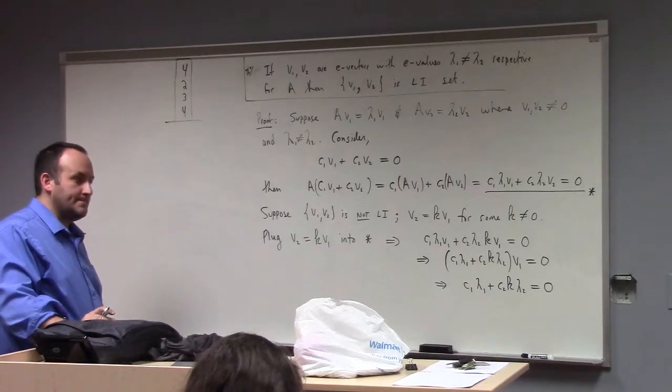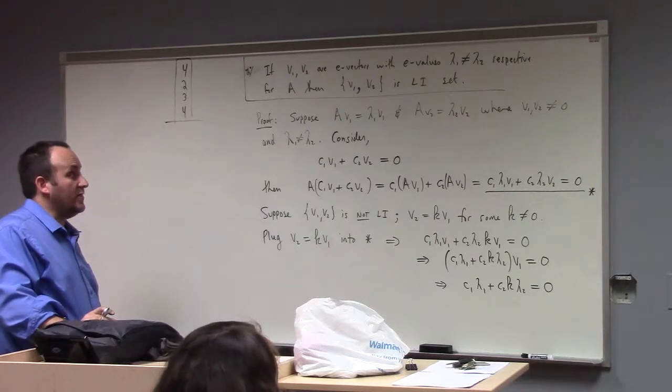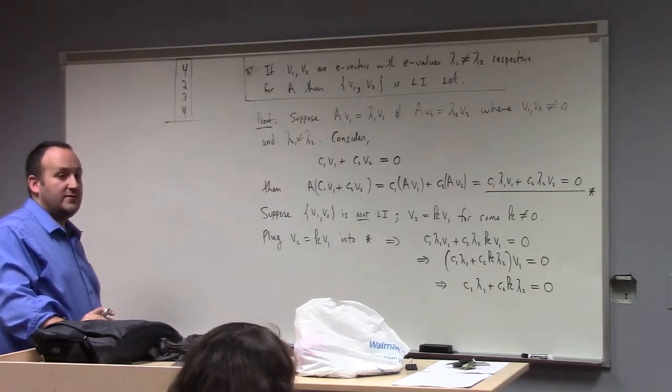Yep. I missed it. Why did you say V1 is not 0? Because we're assuming at the start that V1 and V2 are both non-zero.